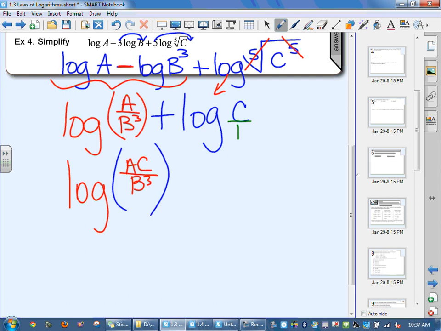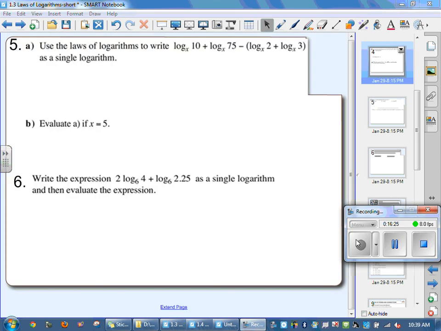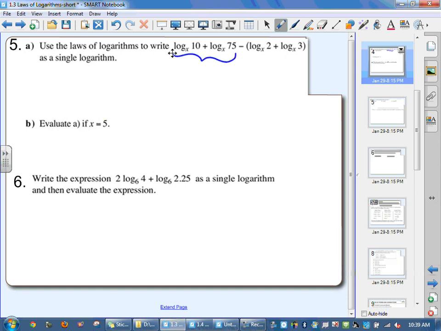Okay, moving on. Now we want to combine these. But what we're going to see is we've got an expression on the left-hand side, and then we've got an expression in brackets. So according to BEDMAS, again, I always simplify my brackets first. So that means the first part of the equation I'm just going to write down by itself. So I've got log base x of 10 plus log base x of 75 minus. Now I solve in that bracket.